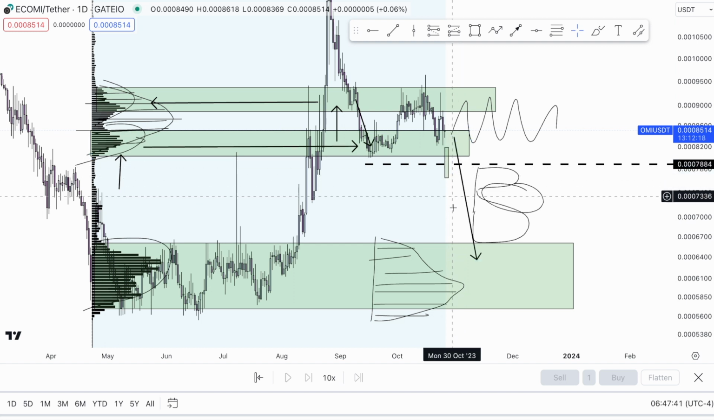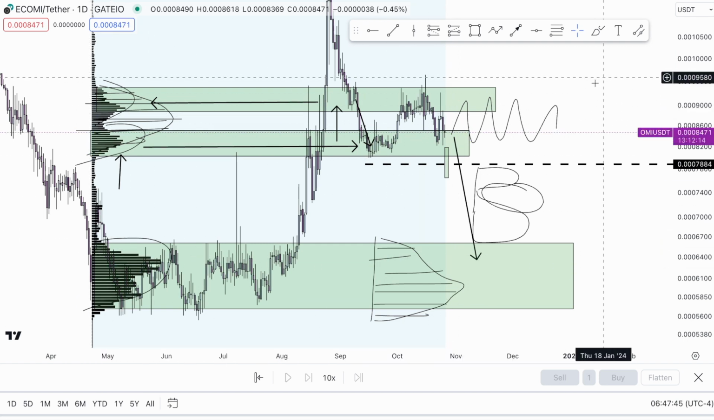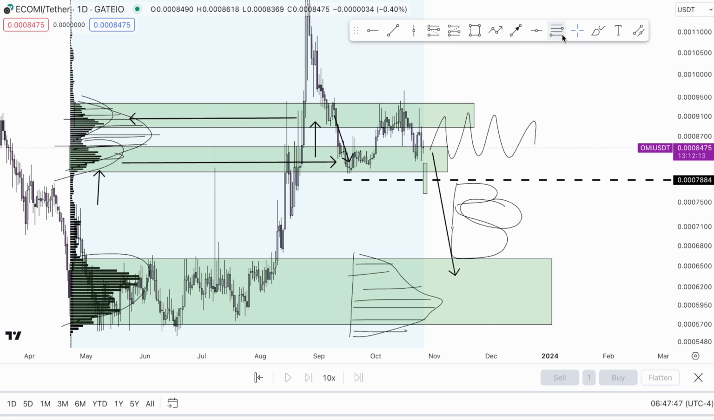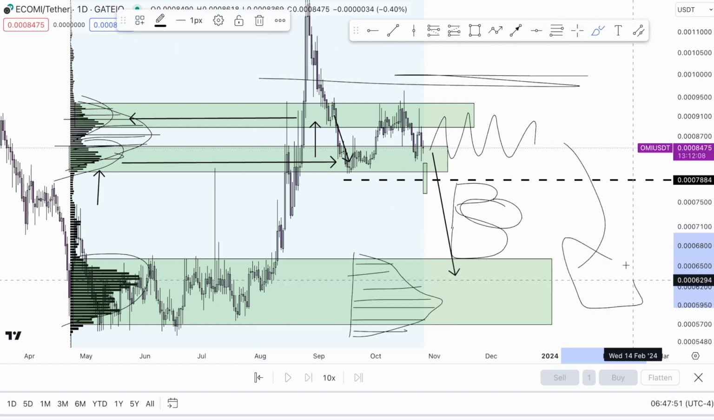But then we're going to target the next volume node. Why? Because this is going to act as resistance for us. So that's where we can put our stops just above the structure and aiming towards the bottom structure. That is one of the key ways of using this node, and it's very powerful.